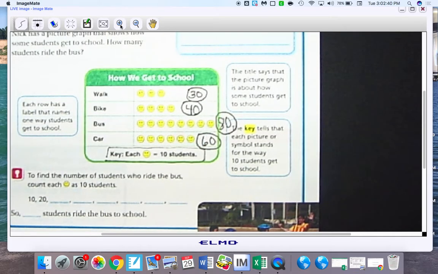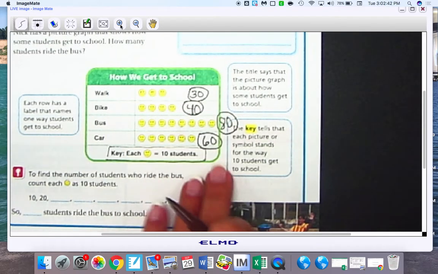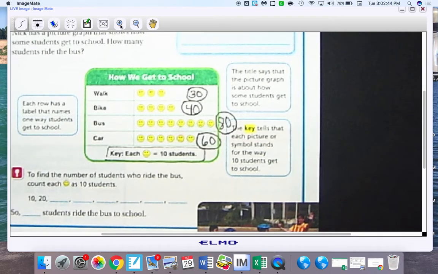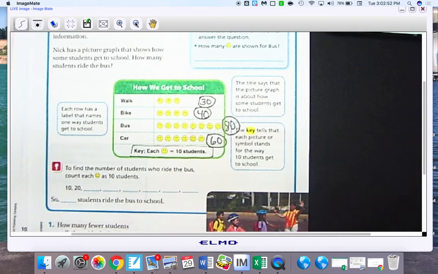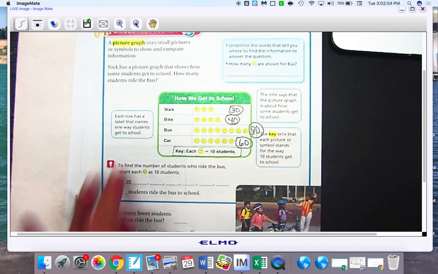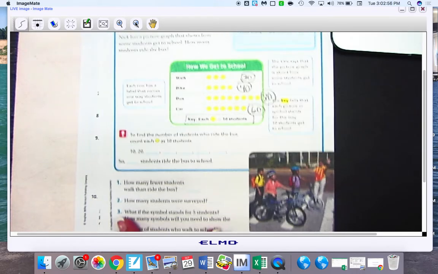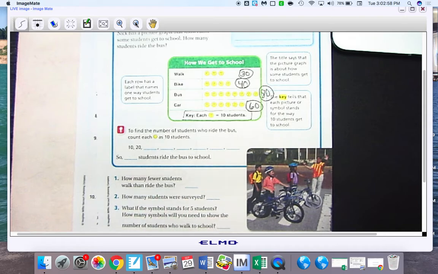So I, at a quick glance, can see most kids get to school by a bus and the least amount of kids walk. Now, down at the bottom of the worksheet, you'll see we're going to skip this middle section. We know how to do that. We're going to look down here at these questions.